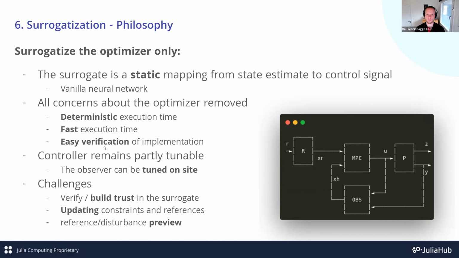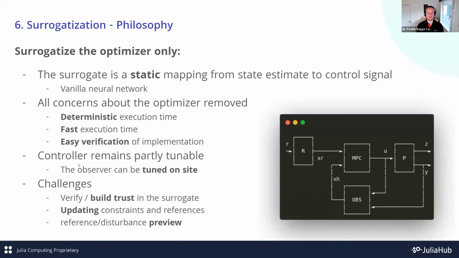So a neural network, for instance, is just matrix multiplication. It's much simpler than an optimizer. I would like to press on a point here: verifying the implementation is not the same as verifying whether the controller stabilizes the system and is robust and so on. That's a separate concern that we do not mitigate with this strategy. But verifying the implementation is still significantly easier with a surrogate.